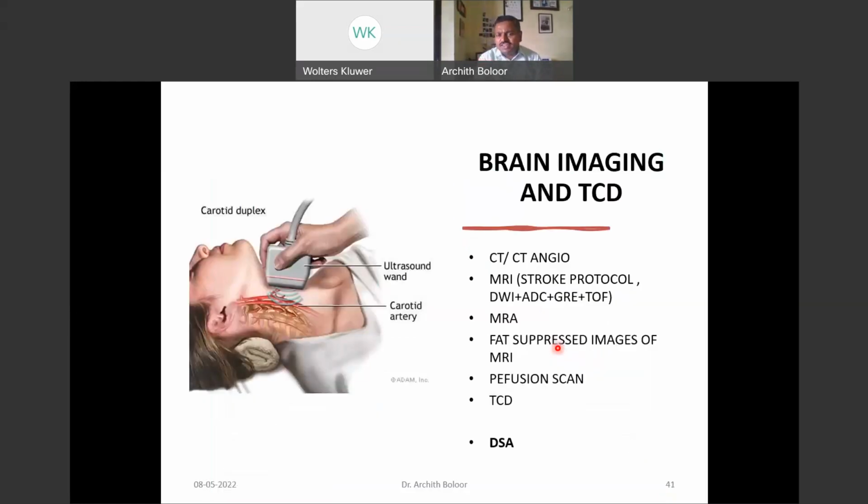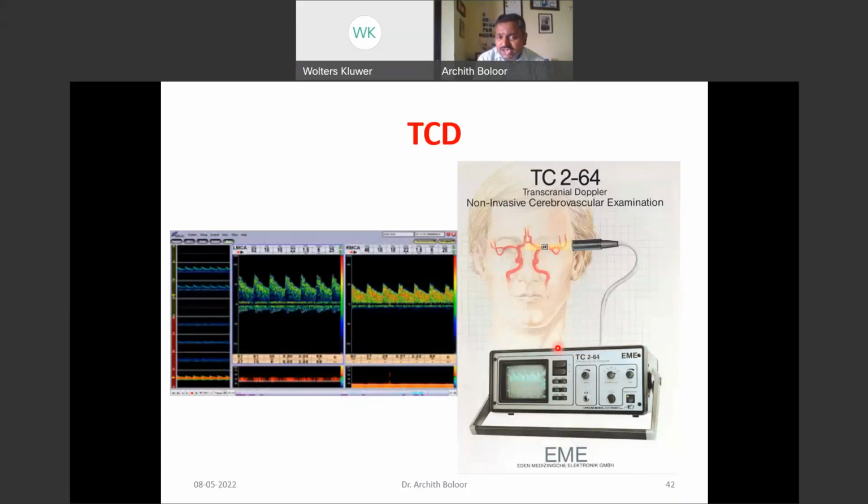So as we have already discussed, the CT or the CT angio or an MRI stroke protocol, the diffusion weighted image is very, very important, and perfusion scans may be required. Digital subtraction angiography may be required, especially when you are discussing the various arteries. Transcranial Doppler is very important. Look for the various vessels, the carotid, the vertebral. Sometimes you can even look at the retinal arteries, etc., and that can help you to know the status.